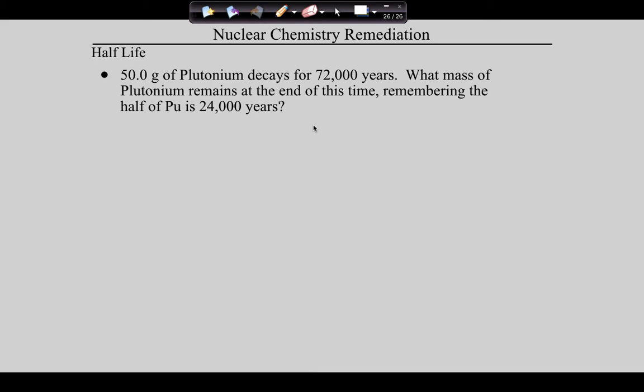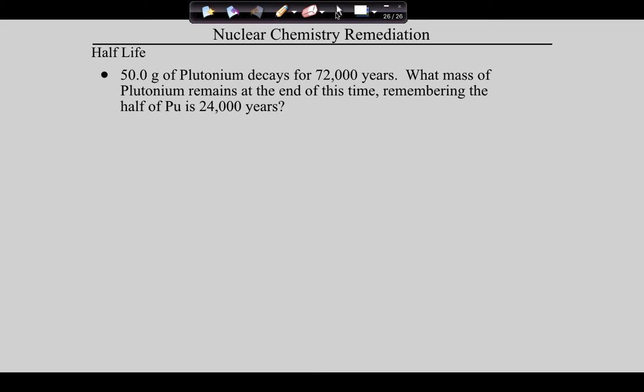Reading the problem with me, it says 50 grams of plutonium decays for 72,000 years. What mass of plutonium remains at the end of this time? And we remember from the Bill Nye video that the half-life of plutonium is 24,000 years. And understand, you really don't need to remember the half-life of plutonium. These numbers will be given to you. Okay, so how do we solve this problem?